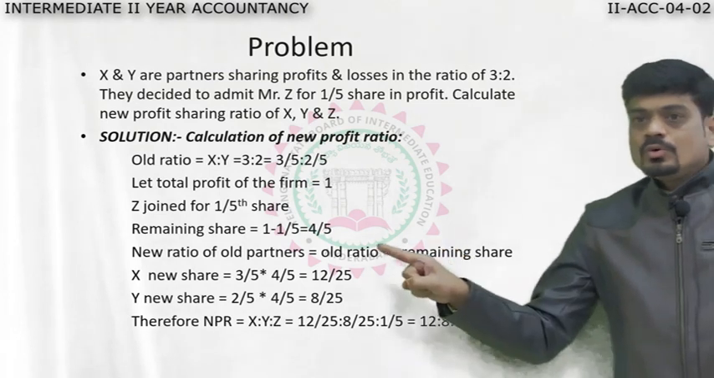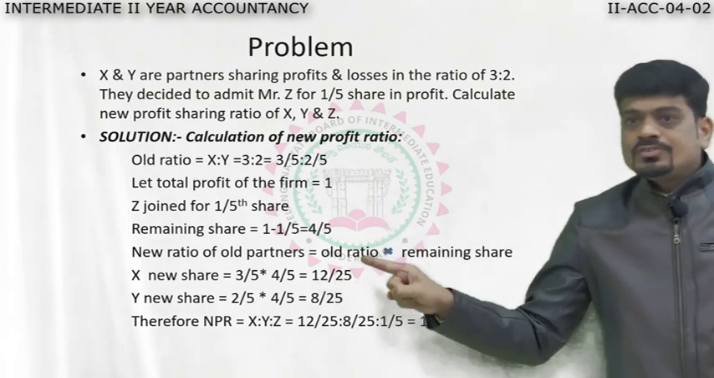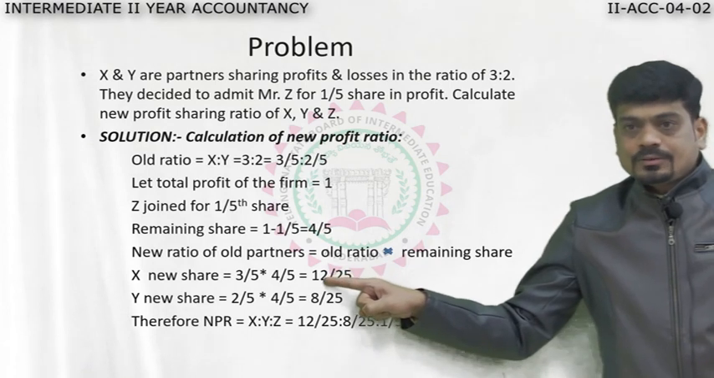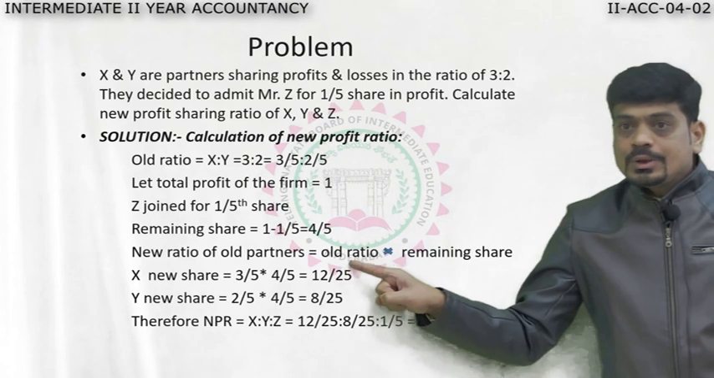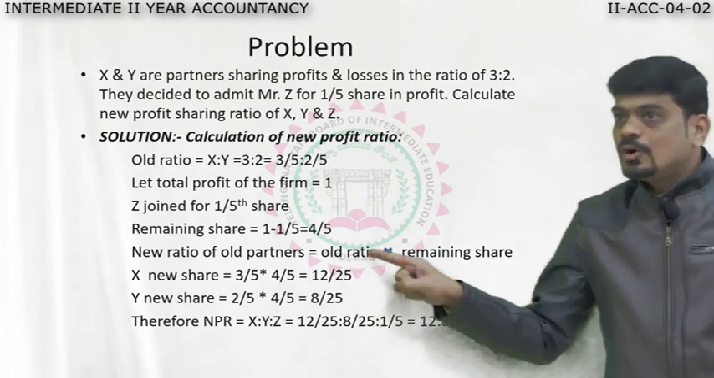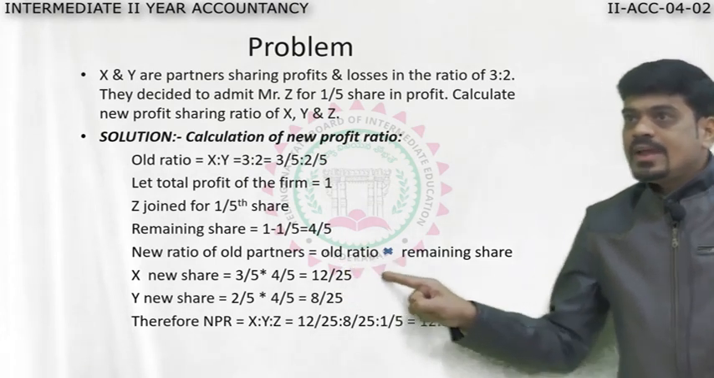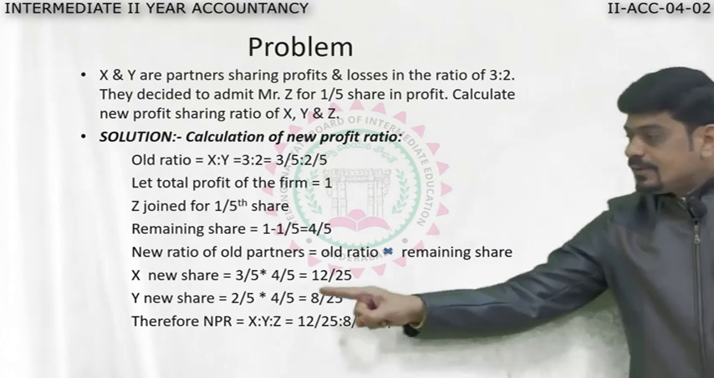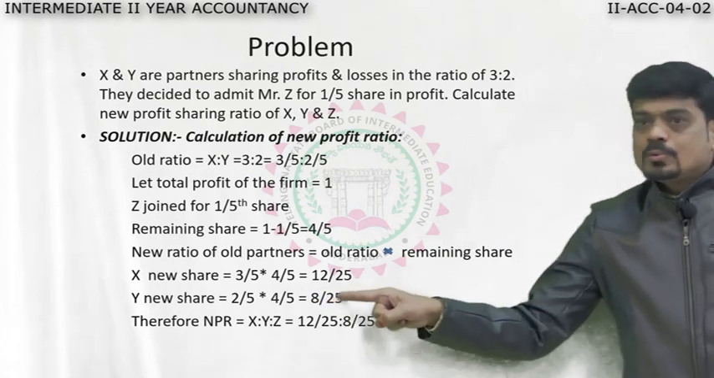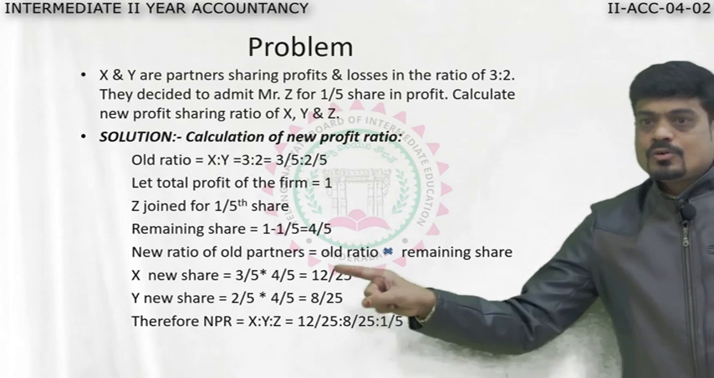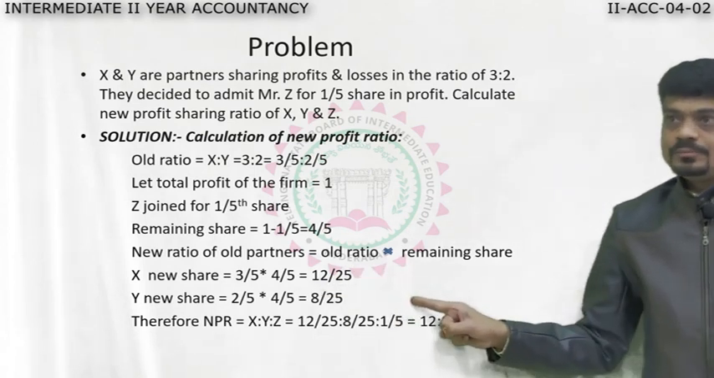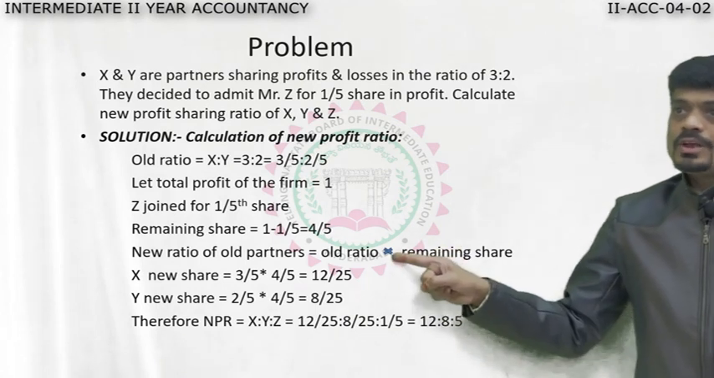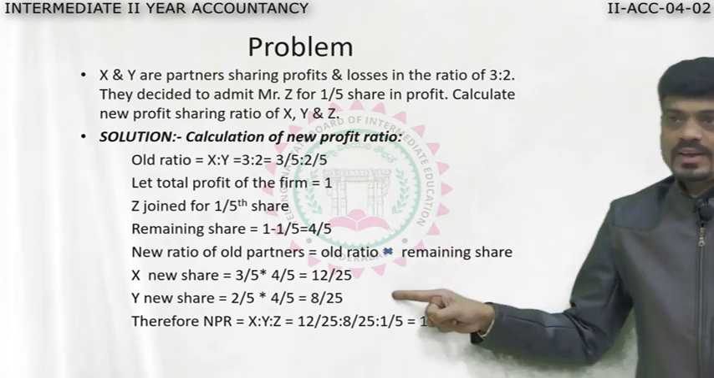So if we do for X, what was his old ratio? 3 by 5 into 4 by 5. Numerator into numerator. 3 into 4, 12. 5 into 5, 25. Like that we'll do for Y also. 2 by 5, 4 by 5. So 4 and 2. 2 into 4, 8. 8 by 25. So we got new share of X. We got new share of Y.